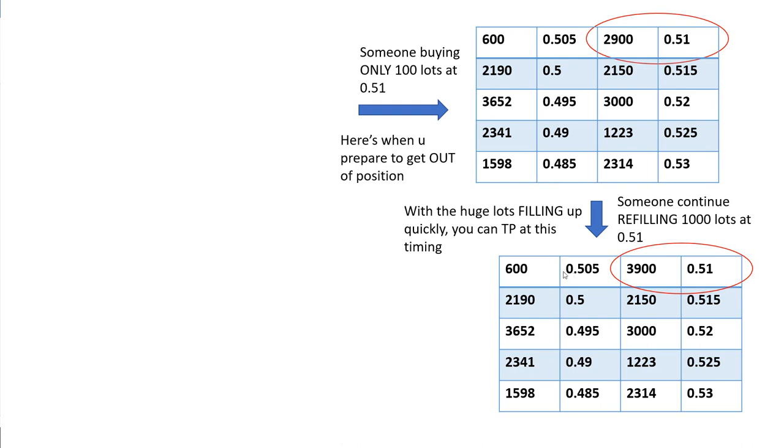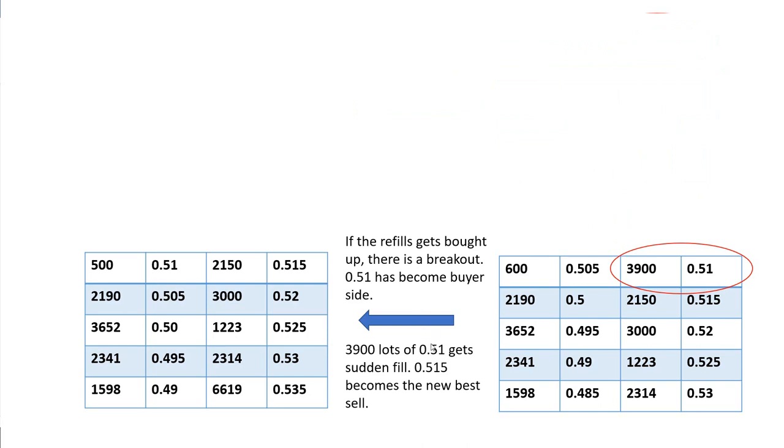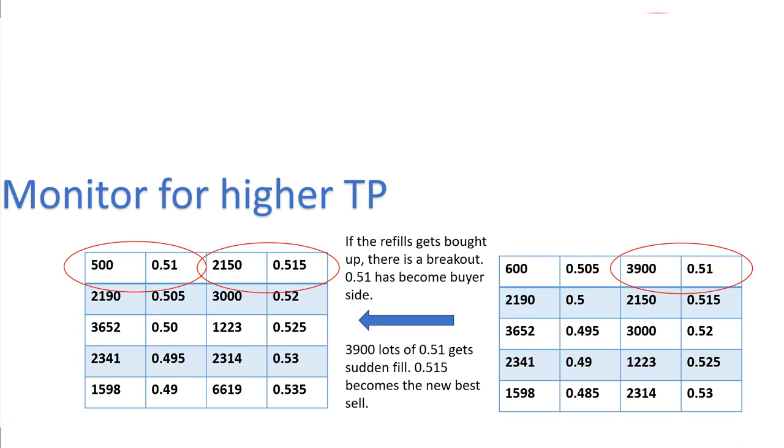Of course, the ideal situation here is that instead of seeing 51 cents being refilled, what we see instead is that there is a huge volume coming in, buying up the entire 51 cents. Suddenly, this 3,000 gets a fill, and 51 cents becomes the new buy queue, the new best buy. And then 51.5 cents becomes the new best sell. From here onwards, you'll be making at least one bid. We will be monitoring for a higher TP from here onwards. Your resistance has been broken and it becomes a breakout trade.